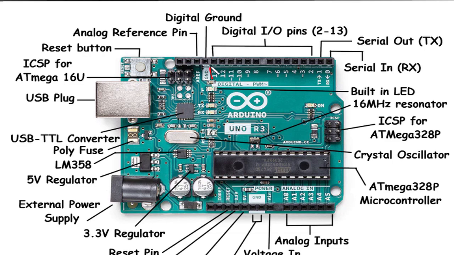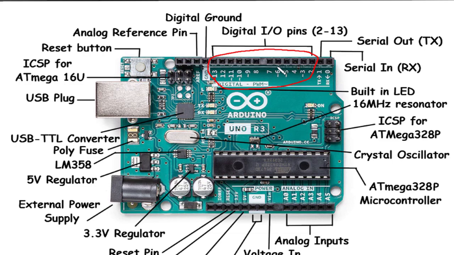Finally, we come to the digital I/O pins, numbered from 2 to 13. These pins can be used for both digital input and output operations. They allow you to interface with a wide range of digital devices and components, such as sensors, actuators, displays, and communication modules.